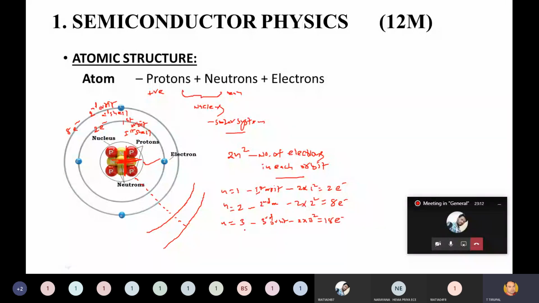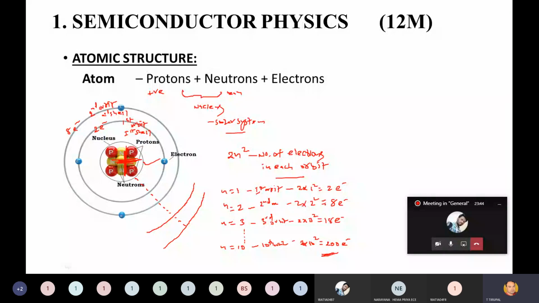One question asked in competitive exams: suppose n is equal to 10, the 10th orbit, how many electrons are revolving around the nucleus? In the 10th orbit, n is equal to 10, so that is 2 into 10 squared. 10 squared is 100, and 100 into 2 is 200. So 200 electrons are revolving around the nucleus in the n equal to 10th orbit.